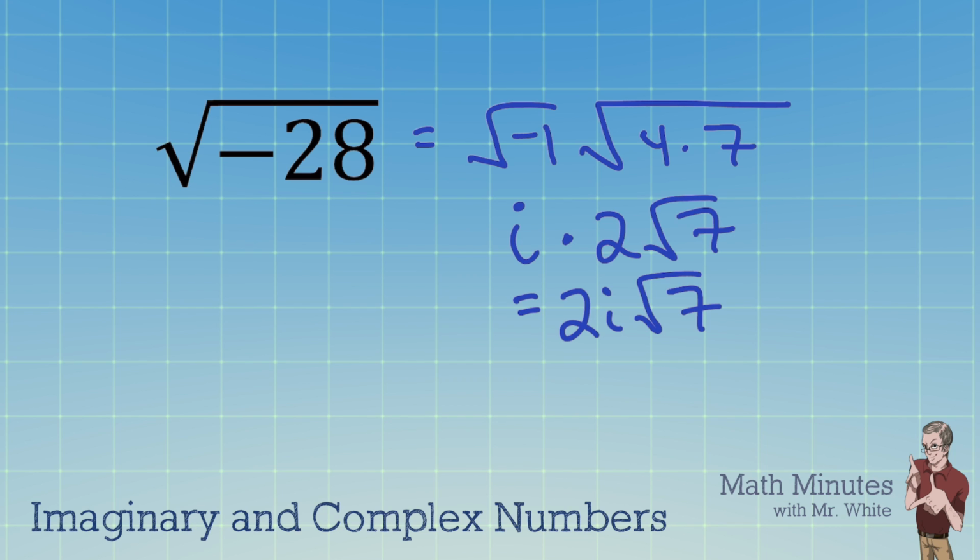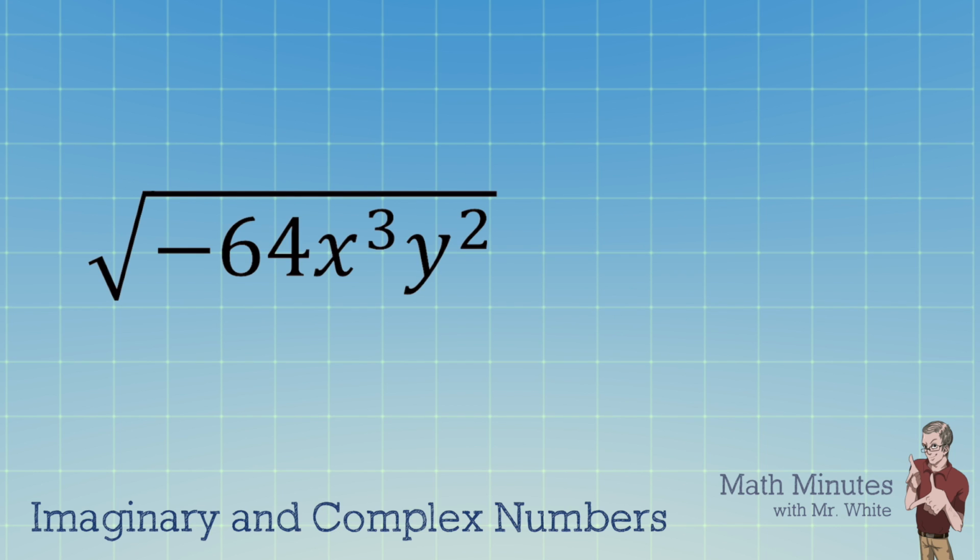Now in this next example, we have some variables under there, but we also have that minus sign. Now 64 is a perfect square, so it comes out as an 8. We have the negative sign under the radical, so that's going to come out as an i. Now we have 3 factors of x, so 2 of them make their way out, leaving 1 behind. And then y squared is a perfect square, so it comes out and there's no y's left under the radical. So there's the answer, 8i x y radical x.